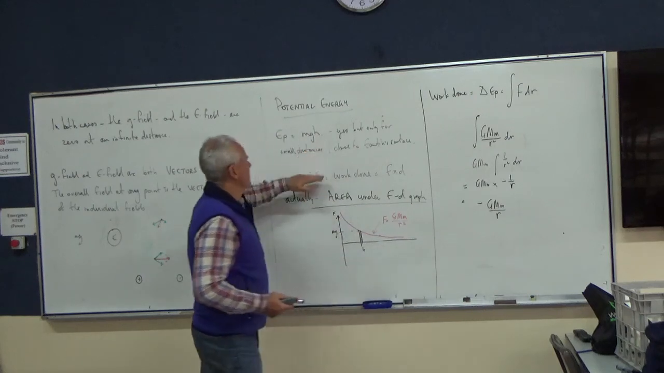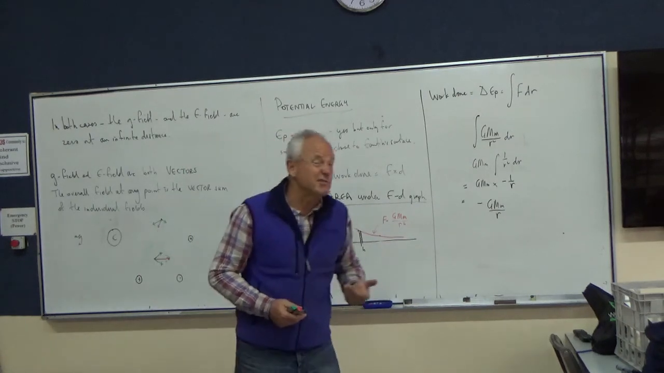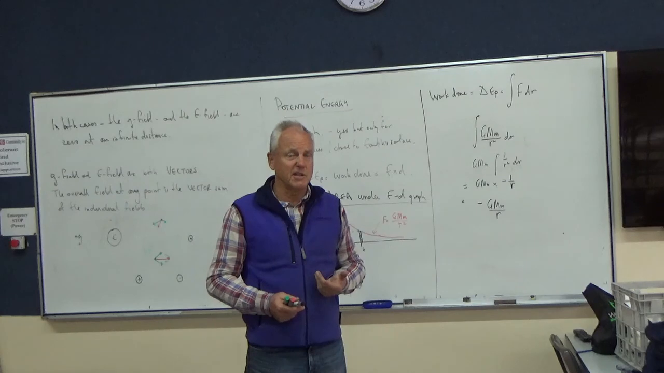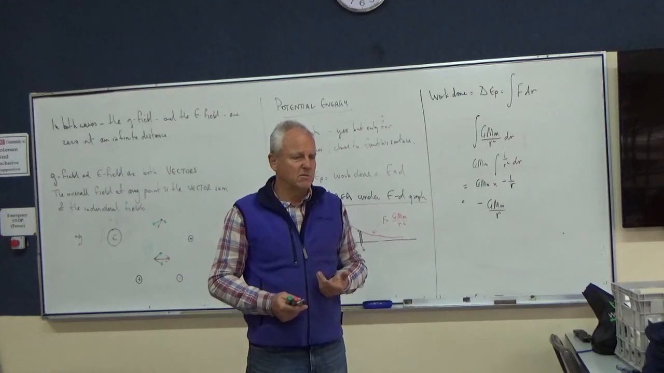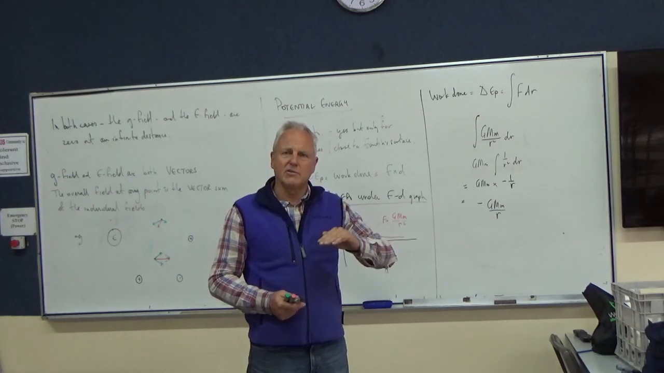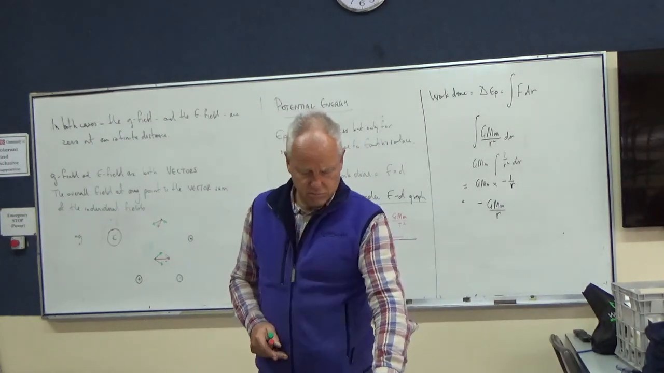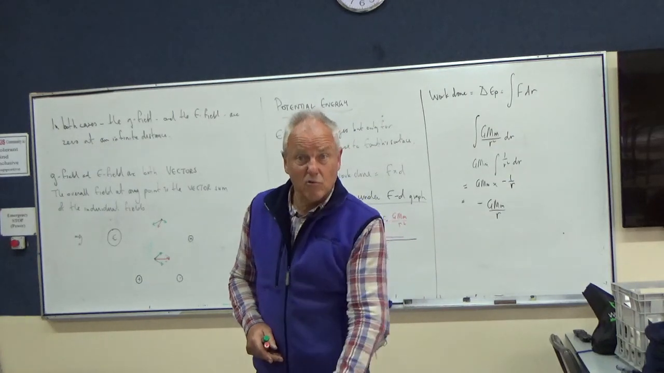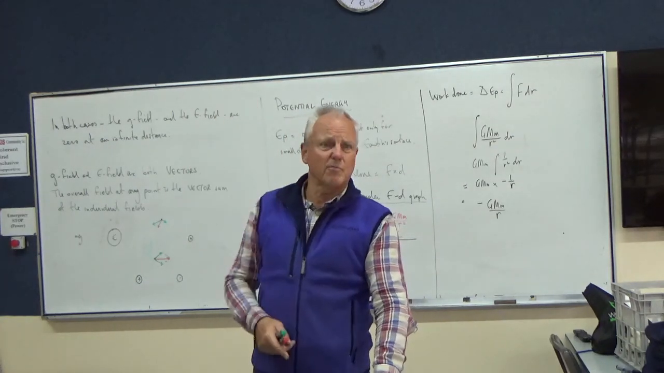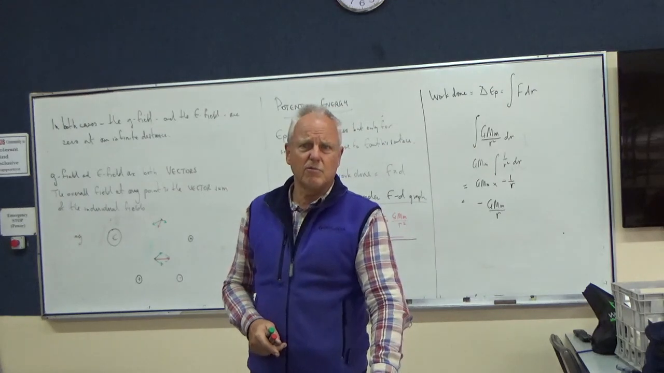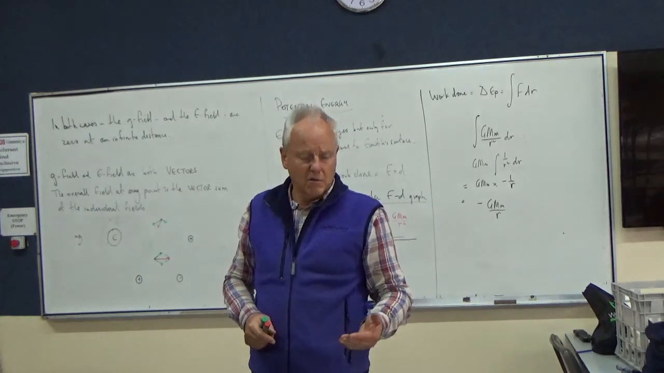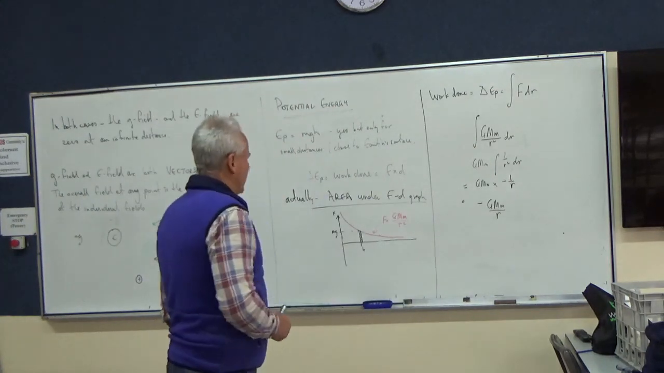When we're using mgh, where is the zero of gravitational potential energy? Well, wherever we want: at the Earth's surface, at the table, at the floor, at the roof. I drop things from the roof or onto the roof, or wherever I want. We need to be a bit more careful with this.